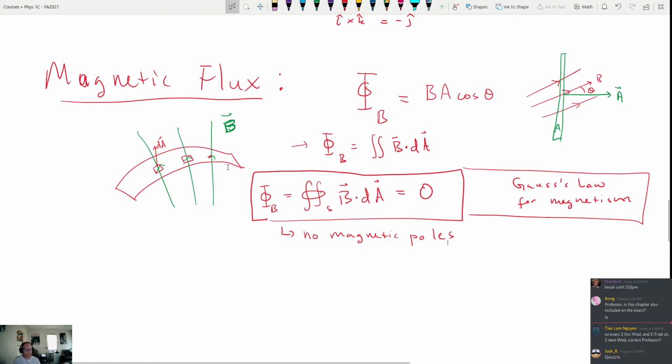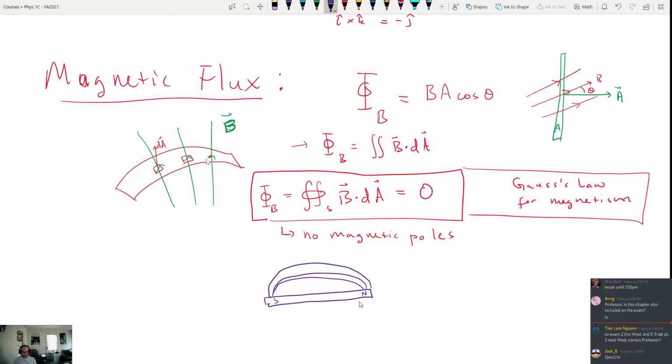To give you an idea of why this happens, it's because all magnetic field lines form closed loops. So if I have a magnet, here, let's draw a magnet here. If I have, for example, a dipole magnet, the magnetic field lines for this look kind of like this.